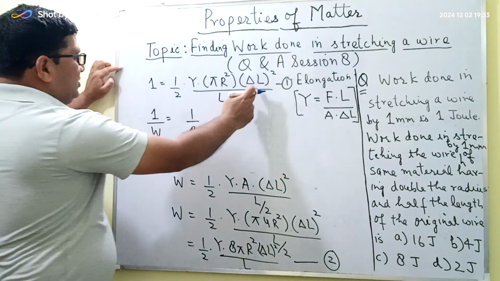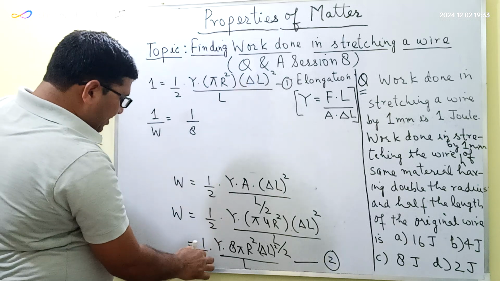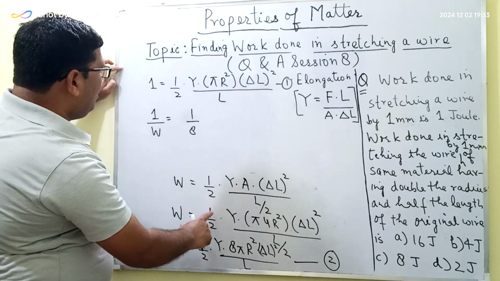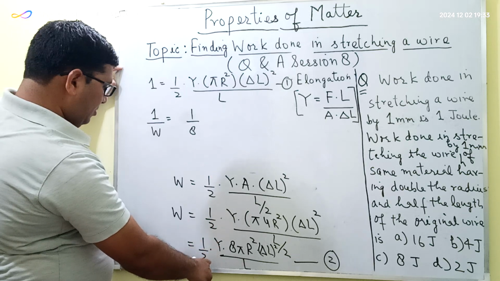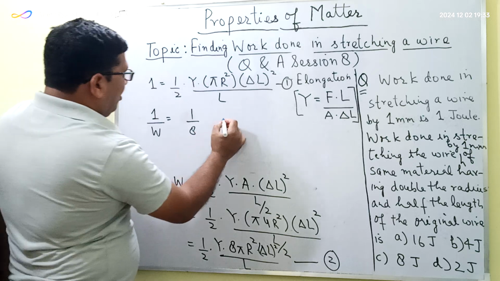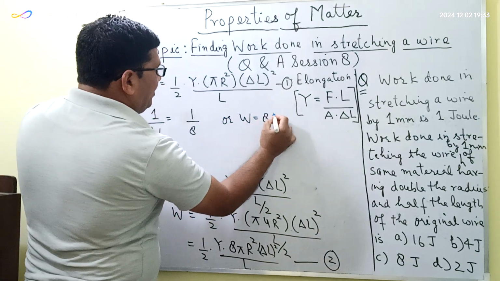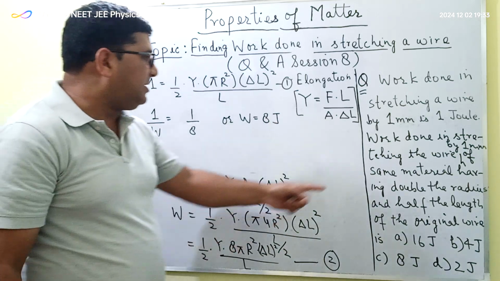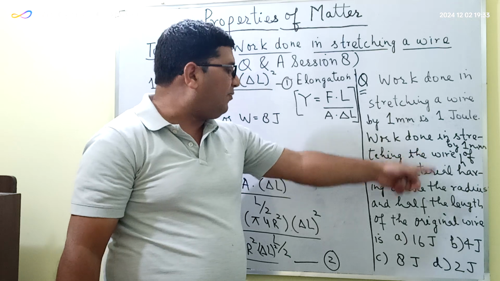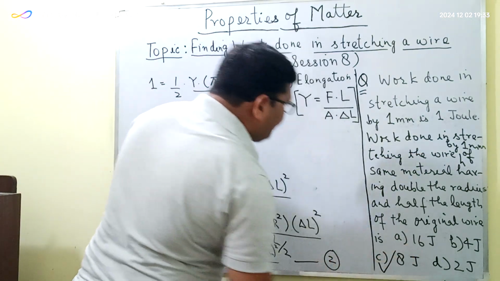If I divide these two equations, then 1 upon W will be equal to 1 by 8, or simply we can say that the work done in the second case will be equal to 8 joule. That is, the work done in stretching the second wire, which is having double the radius and half the length, by 1 mm will be equal to 8 joule. So the correct option is C.